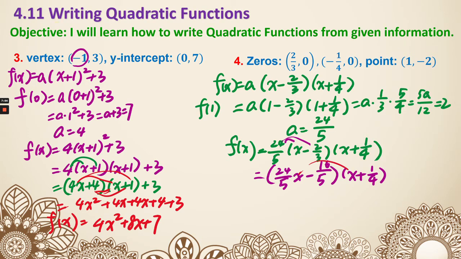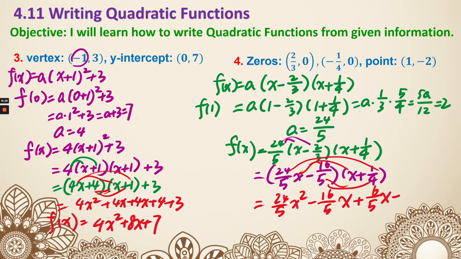Lastly, I still need to keep doing my distribution and see what we're going to get. So it's 24 over 5 x squared, then minus 16 over 5 x, then plus 6 over 5 x, lastly minus 4 over 5. Put them together, f of x equals 24 over 5 x squared minus 16 over 5 x plus 6 over 5 x, that's 10 over 5 x, that's minus 2x, then minus 4 over 5. That is my final answer for the standard form.